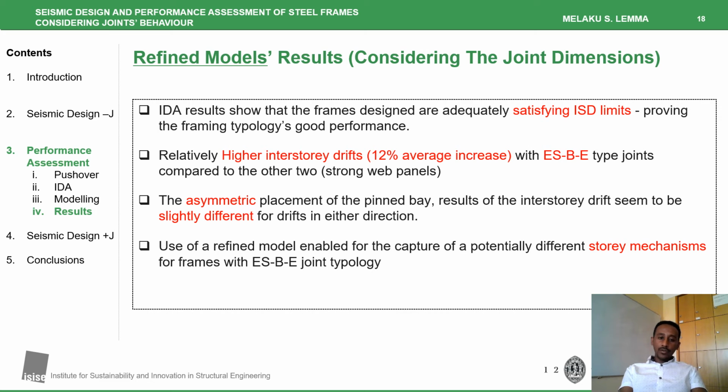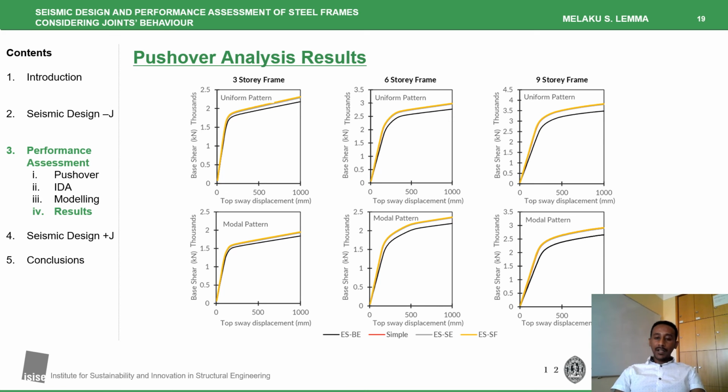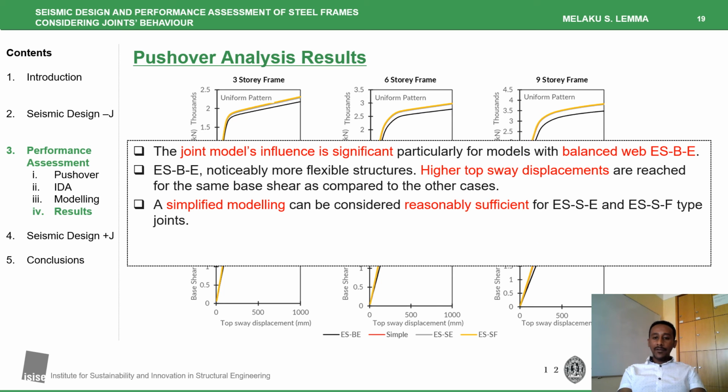Apart from this, and also on a continued assessment made on other frames after the submission of this paper, we have also noticed that this modeling technique would enable the capture of potentially different story mechanisms in frames. The pushover analysis results also show the same results that were obtained from the IDA. Here you can see that the results obtained for the balanced web panel models are relatively of lower resistance, or in other words giving higher sway displacements for the same magnitude of base shear compared to the other two models.